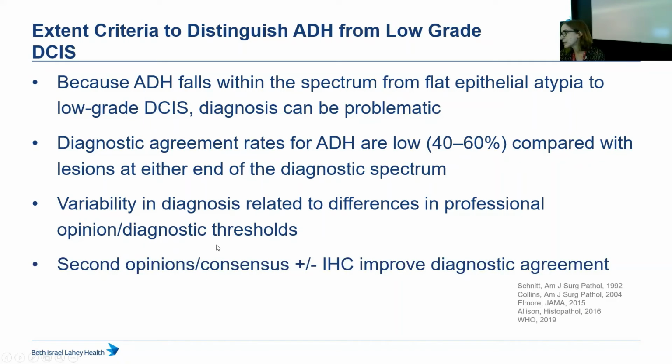Second opinions and consensus conferences can improve agreement. It's also stated that IHC can improve diagnostic agreement. I think that's a little bit debatable. IHC is not going to help with the differential of FEA, ADH, and low-grade DCIS. They're all going to be CK5/6 negative and strongly and diffusely ER positive. So it's not going to help with that. It may help with the micropapillary UDH versus ADH or DCIS.